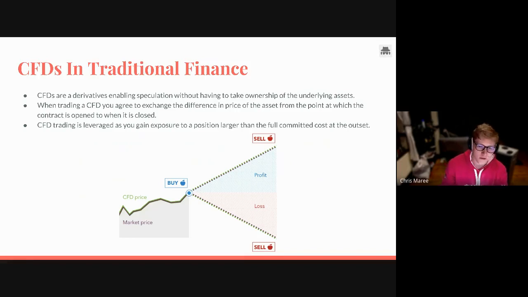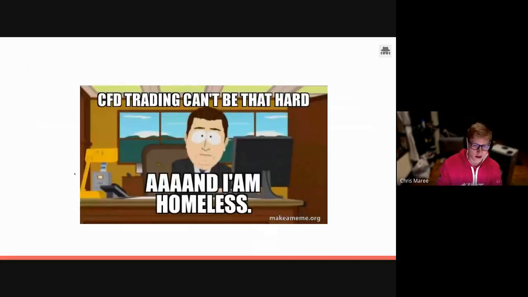So we can mimic this price exposure in assets that you wouldn't be able to access. Obviously, we couldn't hold the underlying.